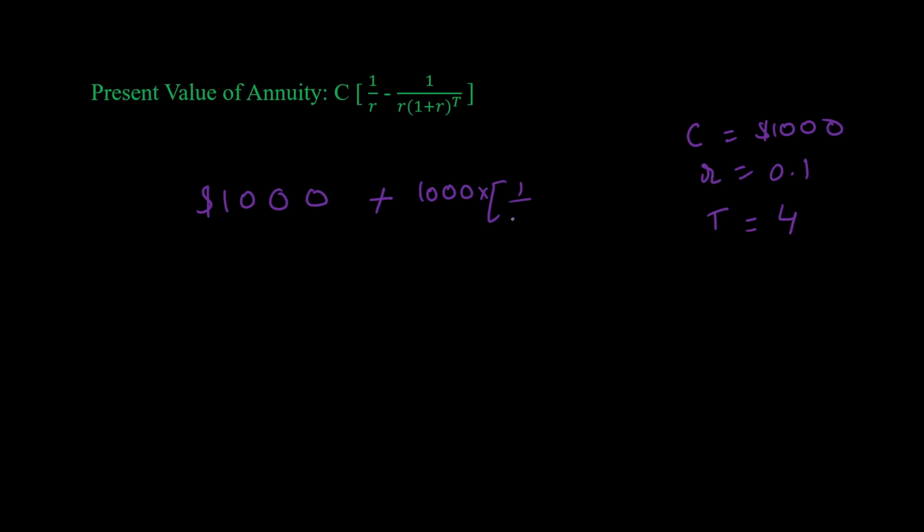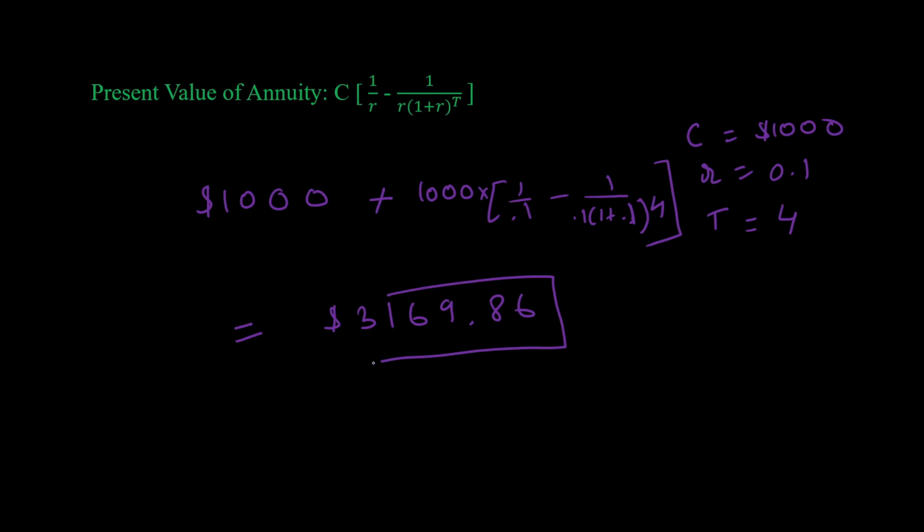1,000 into 1 by 0.1 minus 0.1, 1 plus 0.1 raised to the power 4. And do the math. And don't worry, I've done it for you. The present value of this annuity due is equal to $3,169.86.